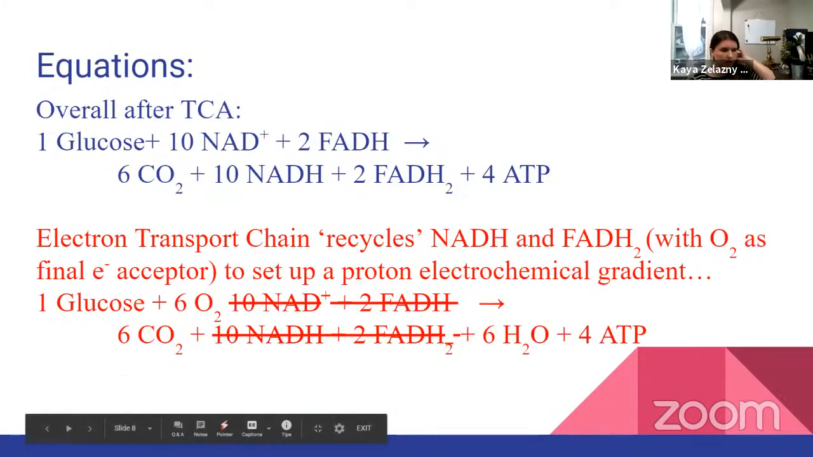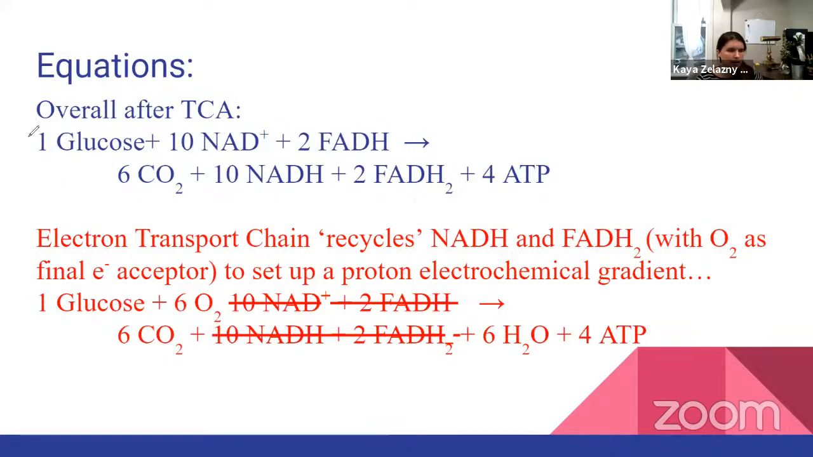So our overall equations here, if we think about where we were at the end of the TCA cycle, we'd put in 1 glucose molecule. We put in 10 molecules of NAD+, because we had to put some in glycolysis, some during pyruvate oxidation, and a bunch during the TCA cycle. We put in 2 molecules of FAD, which is the oxidized form of FADH2.